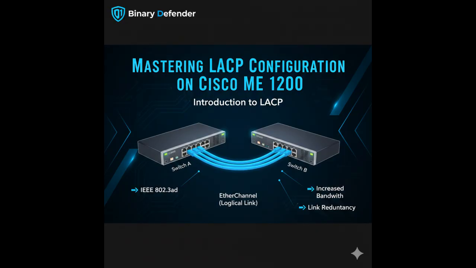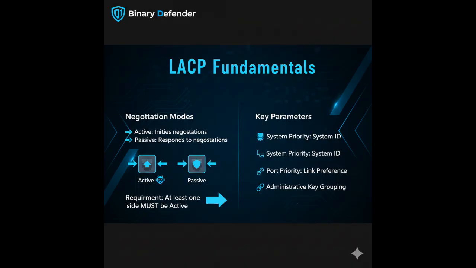Before we code, remember the rules. LACP uses active and passive modes. In active mode, the port actively starts negotiations. In passive mode, it just waits for the neighbor. At least one side must be active for the bundle to form. We also use system and port priorities to decide which links take the lead. Let's get into the script.